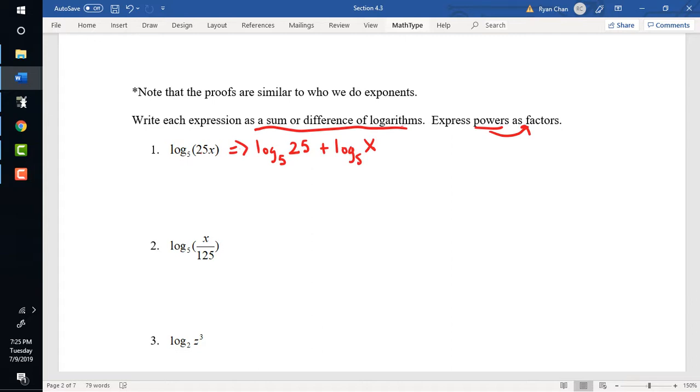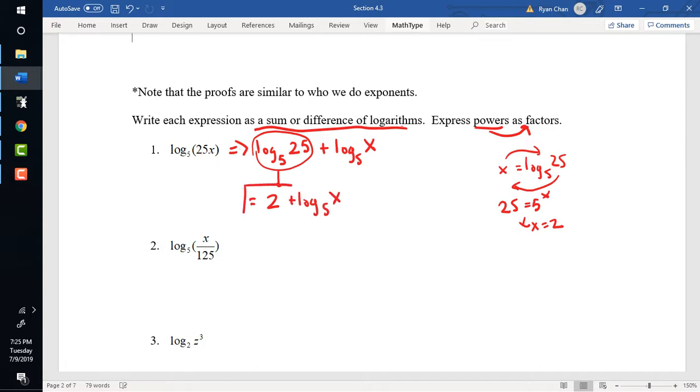Now you will be asked to simplify sometimes, okay? So this one, the first one here, I need to simplify this. Now let's remember how we simplify this. Let's say I have x is equal to log base 5 of 25, right? What will that value be? That means I swap it. If you remember, I swap my x and my 25. I'm saying 5 to the x is equal to 25. What will that be? That means x has to equal 2. So this simplifies into the following, which is 2 plus log base 5 of x. Okay, that's my final answer.